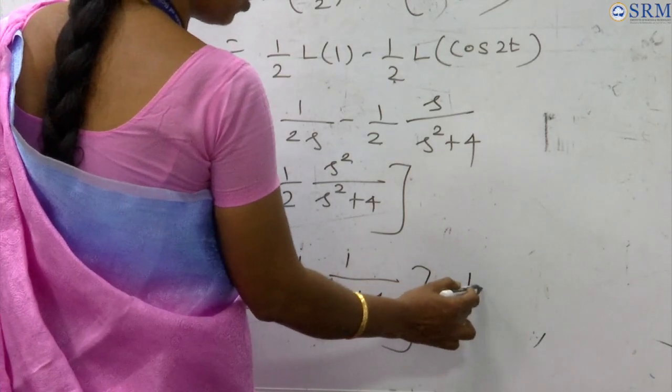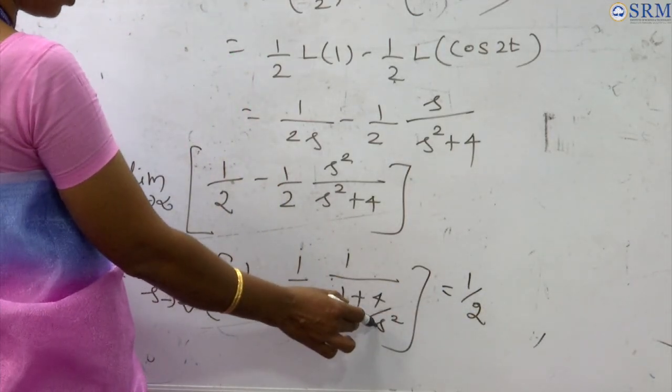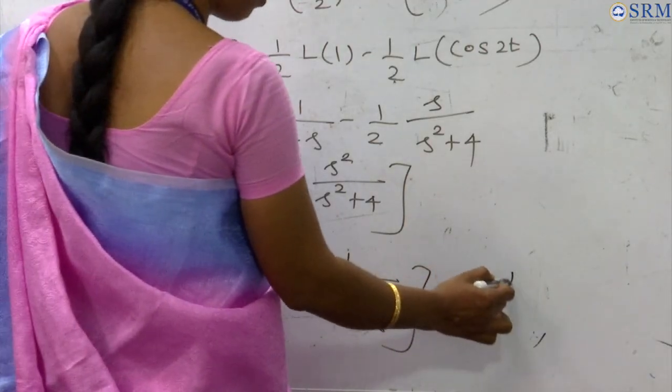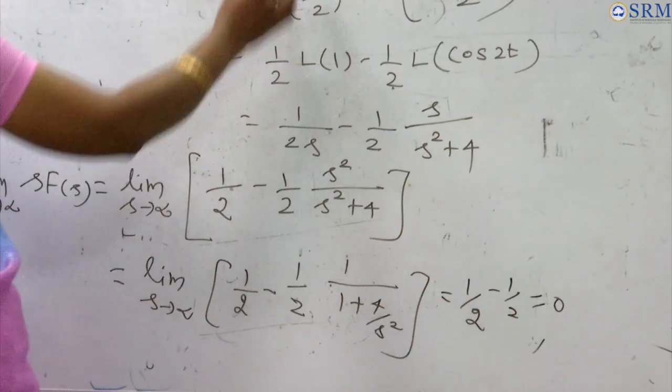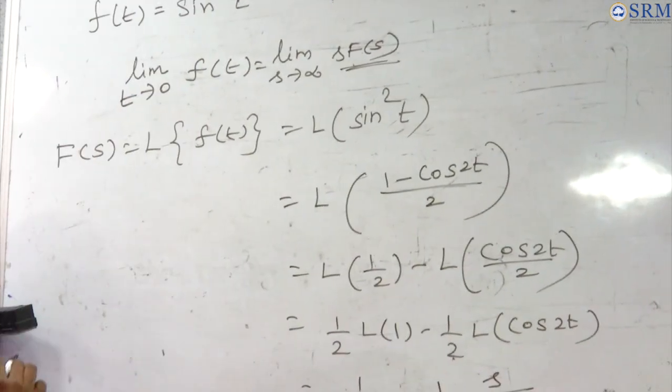The first term has no s term, so it stays 1 by 2. In the second term, 4 by s square at infinity is 0, so 1 by 1, but minus 1 by 2. Anyway, 1 by 2 minus 1 by 2, the answer is 0. So the RHS answer is 0. Now we prove that the LHS is also 0.